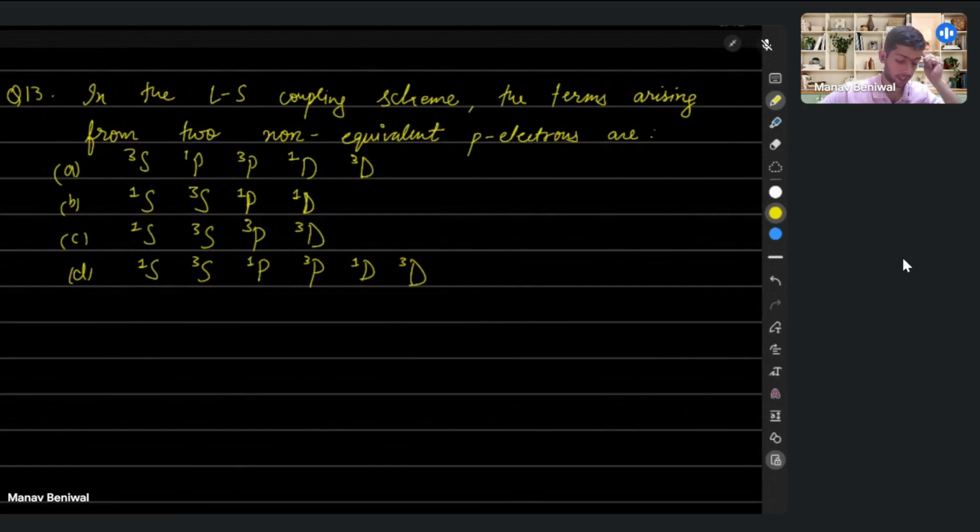So we are given the LS coupling scheme and we are asked for the terms arising from two non-equivalent p electrons. So we are asked the possible terms that will arise from two non-equivalent p electrons. Let's solve this one for the pp configuration.